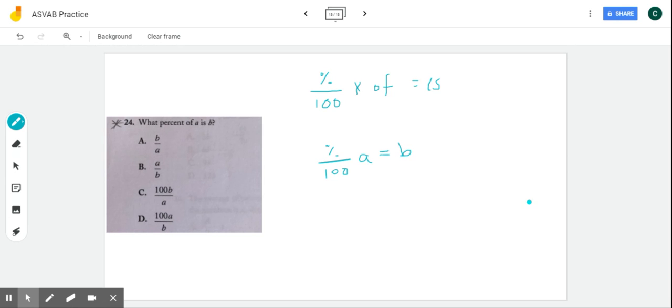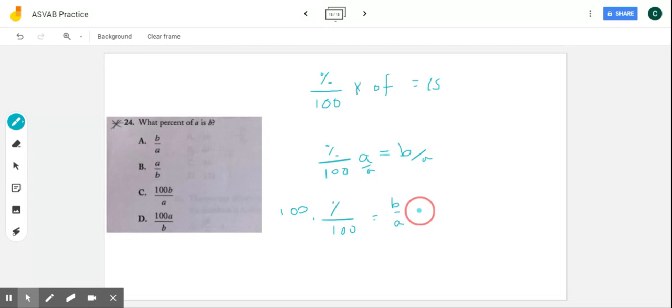All right, so now we can see this. We could solve for the percent essentially. The opposite of multiplying by A is dividing by A. So we get percent over 100, we divide both sides by A, and then on the right-hand side, we have B over A. And then we have this pesky little 100. The opposite of dividing the percent by 100 would be multiplying by 100.